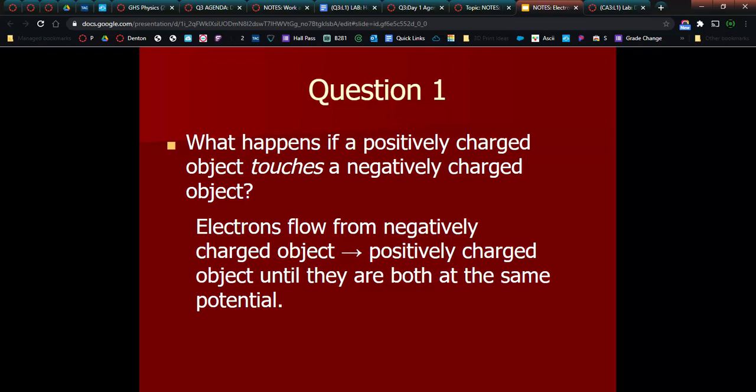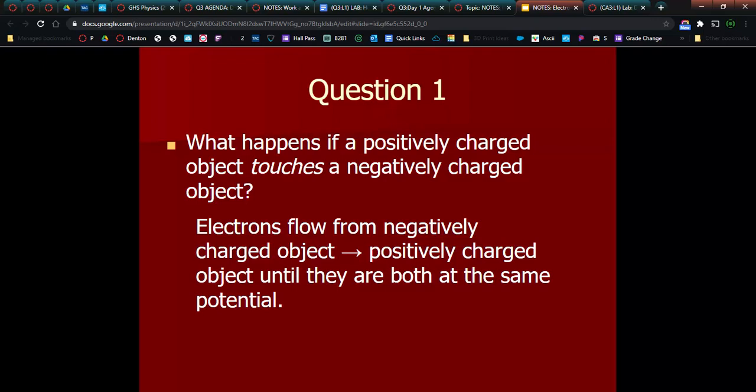Now we have no idea what potential is. Potential is voltage. Okay? They will flow until they're at the same voltage. Now, I say this because a lot of people say, well, they'll flow until they're both at 0. No. Maybe they end up at 0, but they will flow until they're at the same potential.